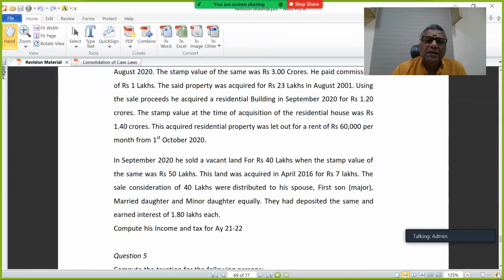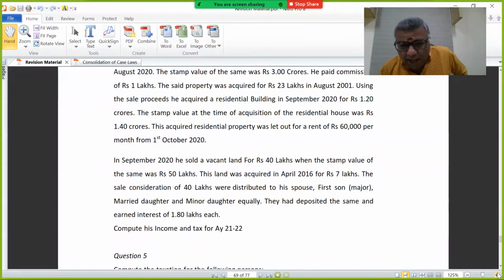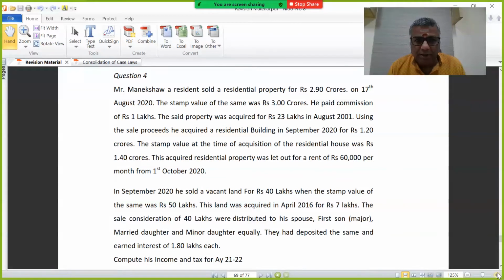In September 2020, he sold a vacant land for 40 lakhs when the stamp value was 50 lakhs. This land was acquired in 2016, so more than 2 years, for 7 lakhs. The sale consideration of 40 lakhs was distributed to spouse, major son, married daughter and minor daughter equally. They had deposited and earned an interest of 1.80 lakhs each. Compute the income and the tax liability.